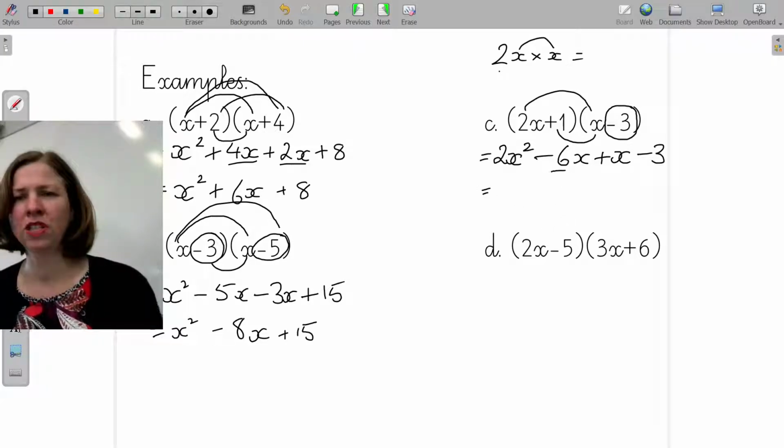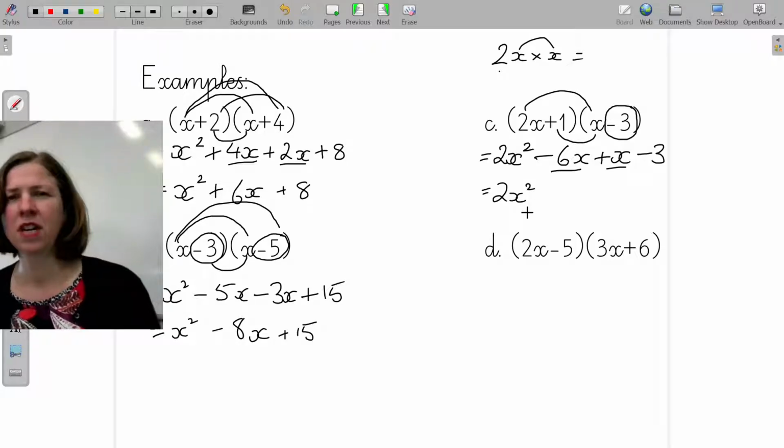Simplify any like terms, it's these two middle terms again. Be careful, this is negative and this is positive. So 2x squared, then I've got negative 6x plus x gives me negative 5x, and then minus 3.